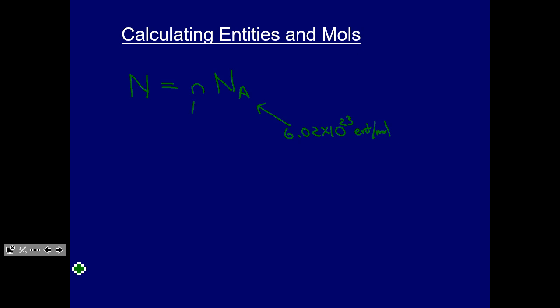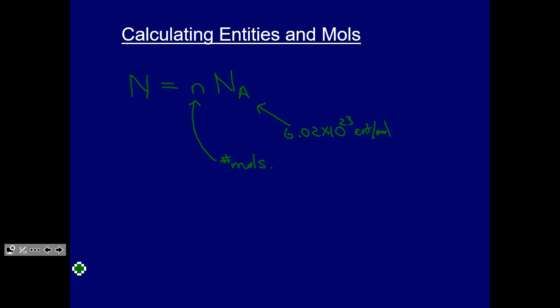Lowercase n, in all of our chemical equations, lowercase n stands for the number of moles. The number of moles, all right? And so its unit is moles. So we're looking for a number in our question that ends in moles.